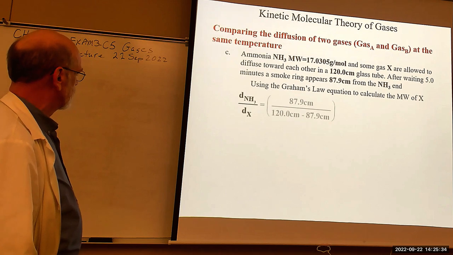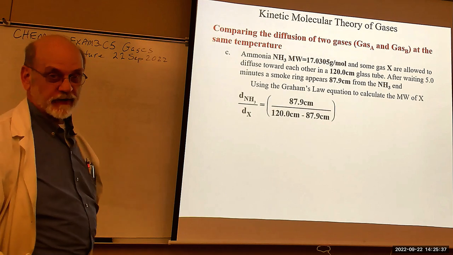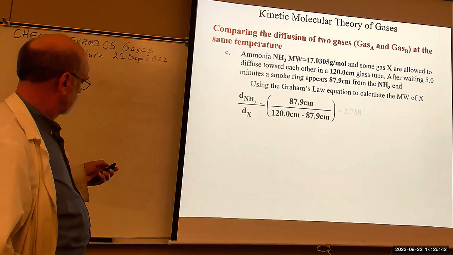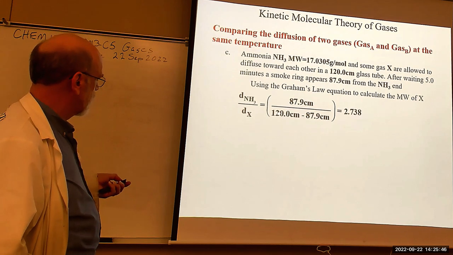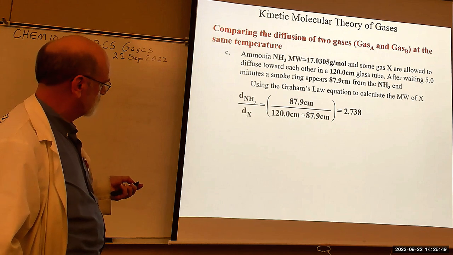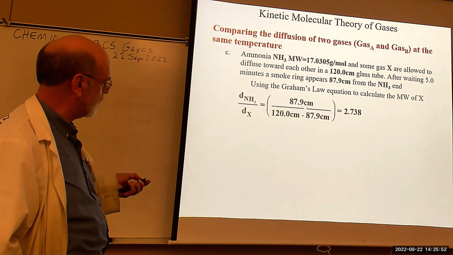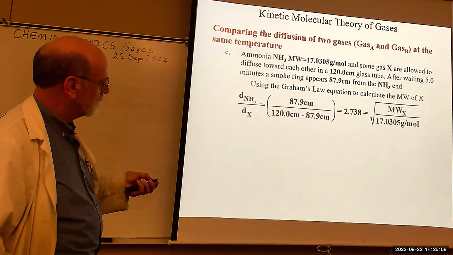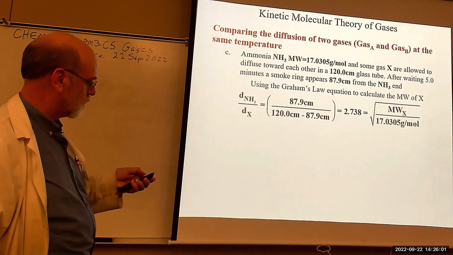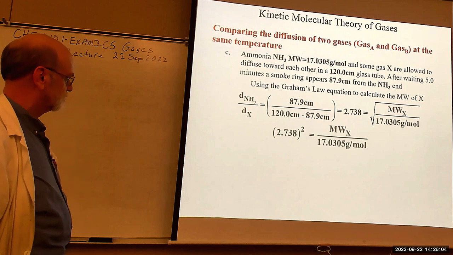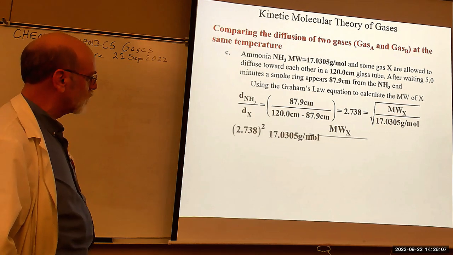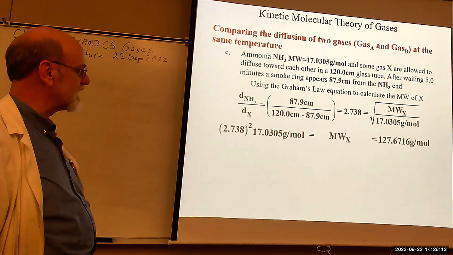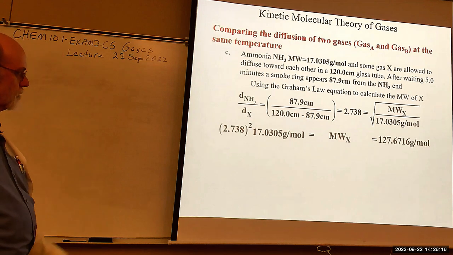Here we have ammonia with a different gas, and we don't know what the gas is. But we do know the distance that ammonia moves, and then the distance that the other one moved is the total distance minus how far it moved. So the ratio there is 2.78. And that's equal to the unknown gas divided by the known, take the square root. So we're just going to solve for the molecular weight of the unknown gas. There it is, 127 grams per mole.